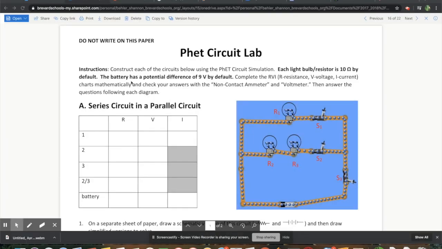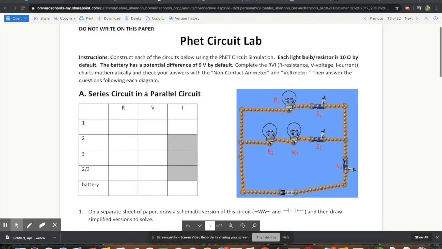Before we go any further, let's just read the directions. Construct each of the circuits below. We just did that, or at least the first one. Each light bulb / resistor is 10 ohms by default. So every one of these is 10 ohms. The battery has a potential difference, which just means voltage, of 9 volts by default. So this is a 9-volt battery. It says complete the RVI (resistance, voltage, current) charts, which are just these, mathematically, and check your answers with the non-contact ammeter, which I'll show you in the simulation, and voltmeter. Then answer the questions following each diagram.